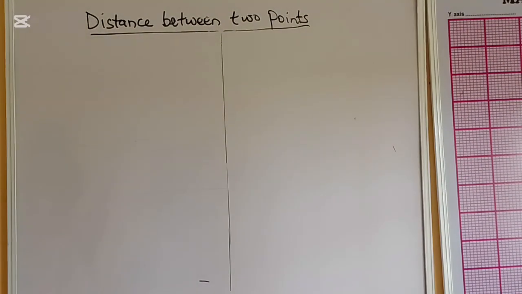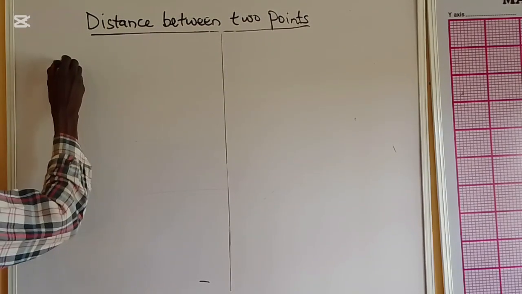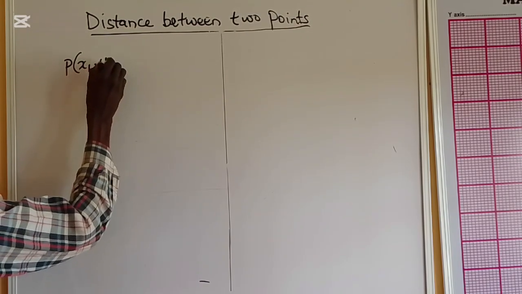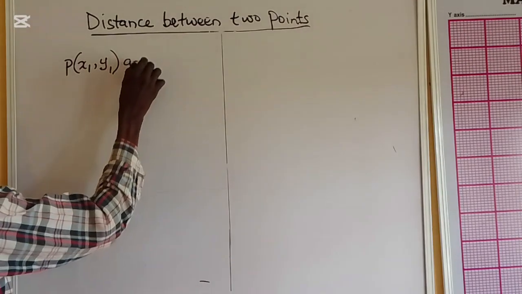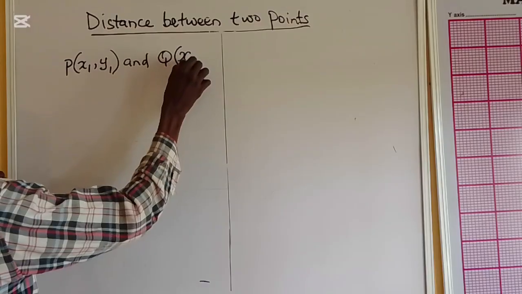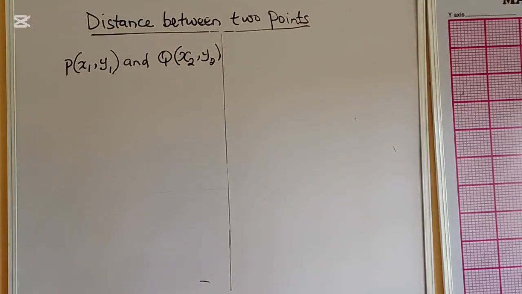I dealt with this topic 8 months ago and gave you one example. I want to do it again and give you another example to refresh your memory. Distance between 2 points. Let P be (x1, y1), and Q be (x2, y2). We can get the distance between 2 points by using Pythagoras theorem.